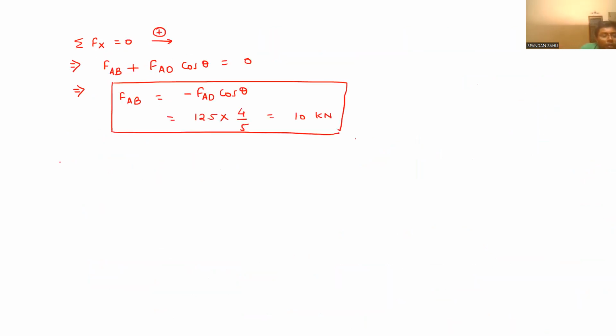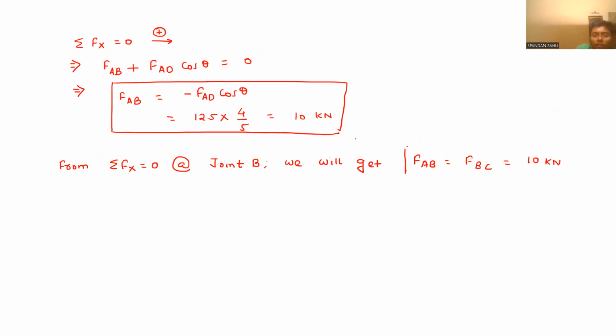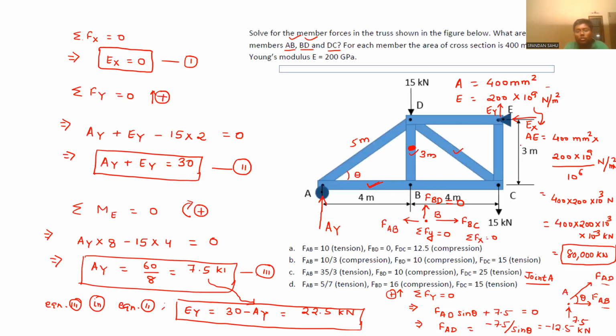Now when you do summation of Fx for this joint B, you will get FBC equal to FAB. So from summation of Fx equal to 0 at joint B, we will get FAB equal to FBC equal to 10 kilonewton. So we got this member force also.